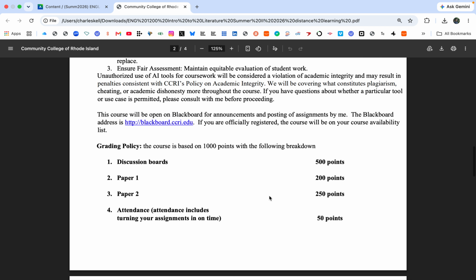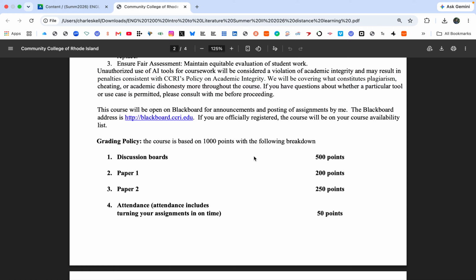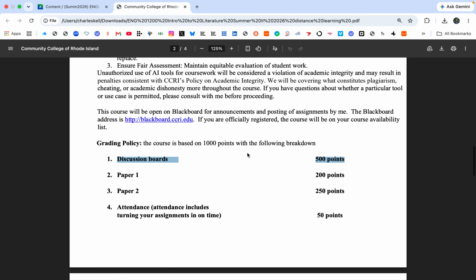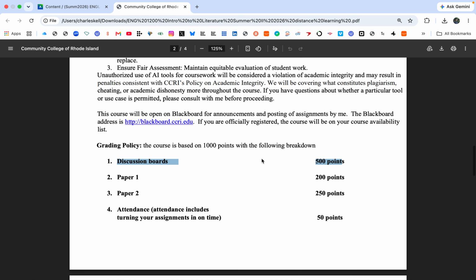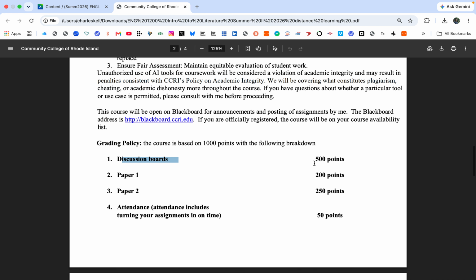Okay. Here's what you're concerned about, the grading policy. I always base my courses off 1,000 points, so if you end up with 940, you got a 94%, right? We have 5 discussion boards. Those are worth 100 points each. That's half the points in the class. So those are really important.